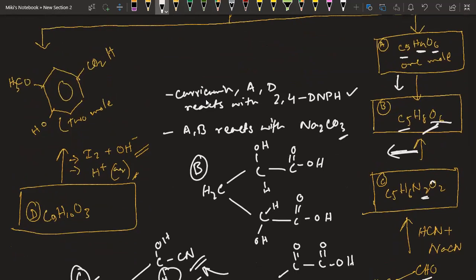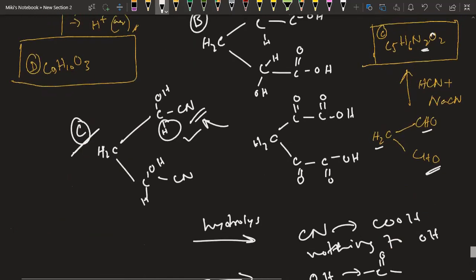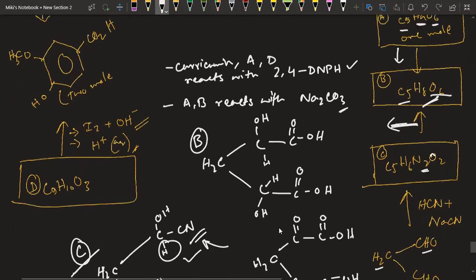See, it said compound A and D react with 2,4-DNPH. 2,4-DNPH means what? If the compound reacts with 2,4-DNPH, that means the compound should contain a carbonyl group. Now, carbonyl compounds are whom? Aldehyde and ketone. And we do have a carbonyl here. That means it satisfies our information.